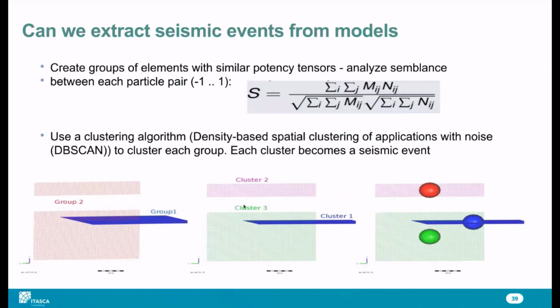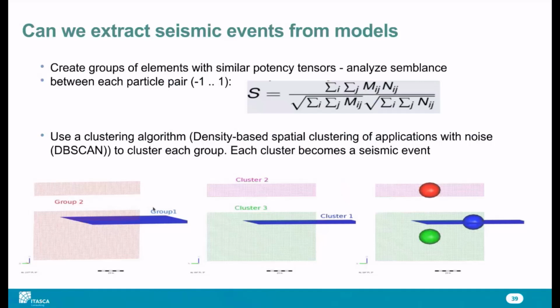So the spatial clustering algorithm will cluster these zones as one event, these green ones as another event, and the third one as an event, and then the potency weighted average of these clusters becomes the centroid of the event. So two mechanisms of failure with a discontinuity got separated into three different events.